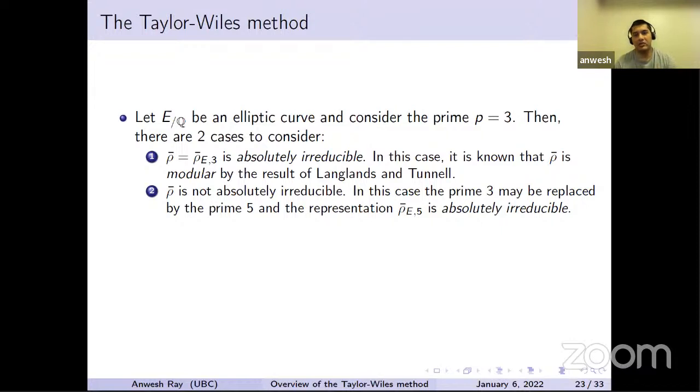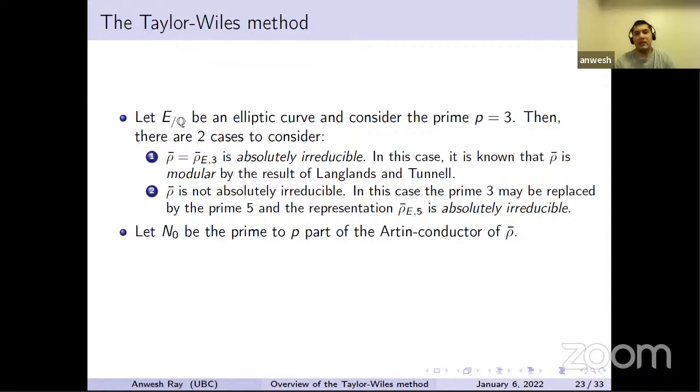After doing this 3-5 switch, if it's reducible at 3, it becomes irreducible at 5, if it's semi-stable, if the elliptic curve is semi-stable. Okay, thanks.